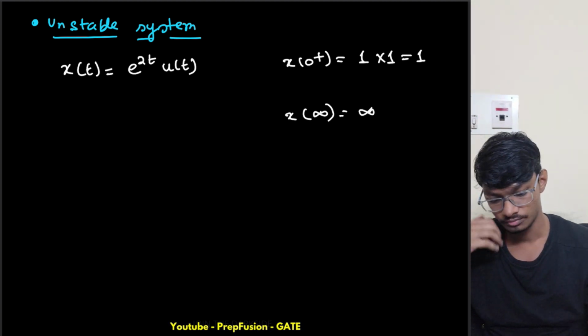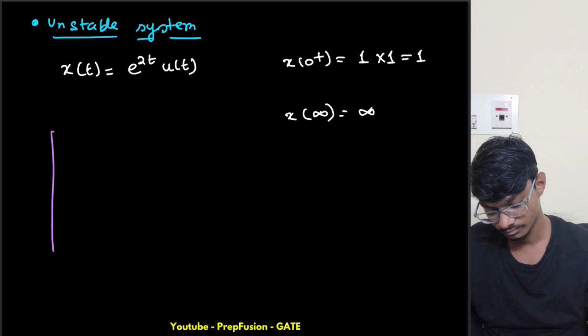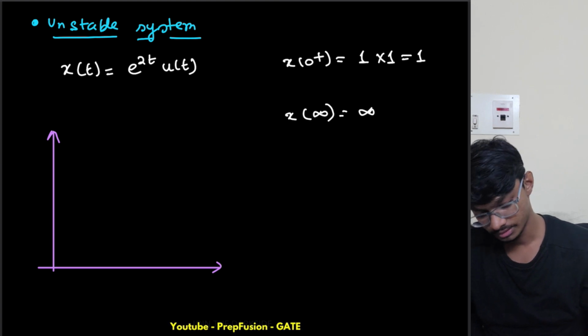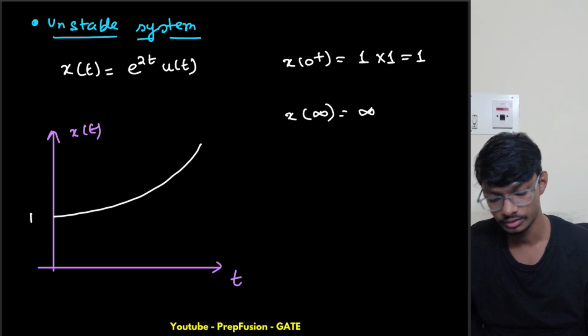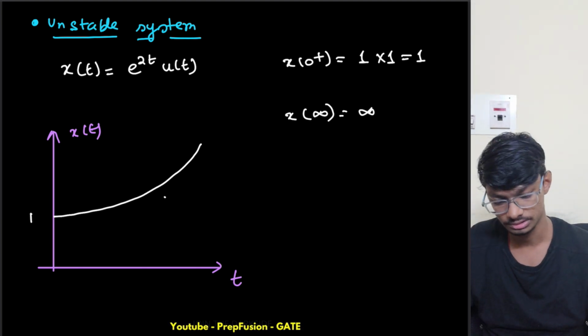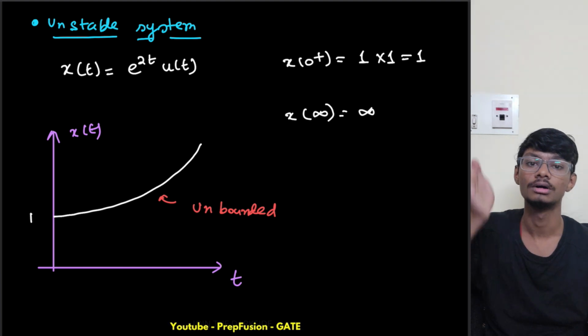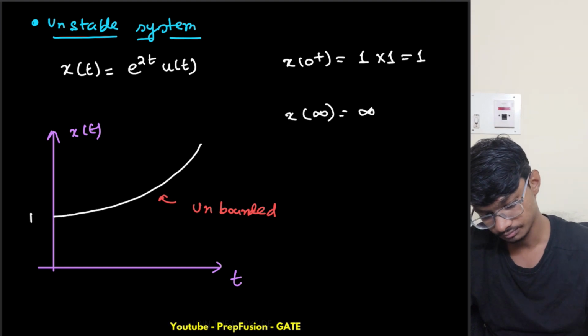Okay, so now let me draw the time response. It's like this only. This is 1 and it is going to infinity. We don't know, it's unbounded, right? This is an unbounded signal. So unbounded signals are unstable. That is the time response of the system. If it is unbounded, then it is an unstable signal.